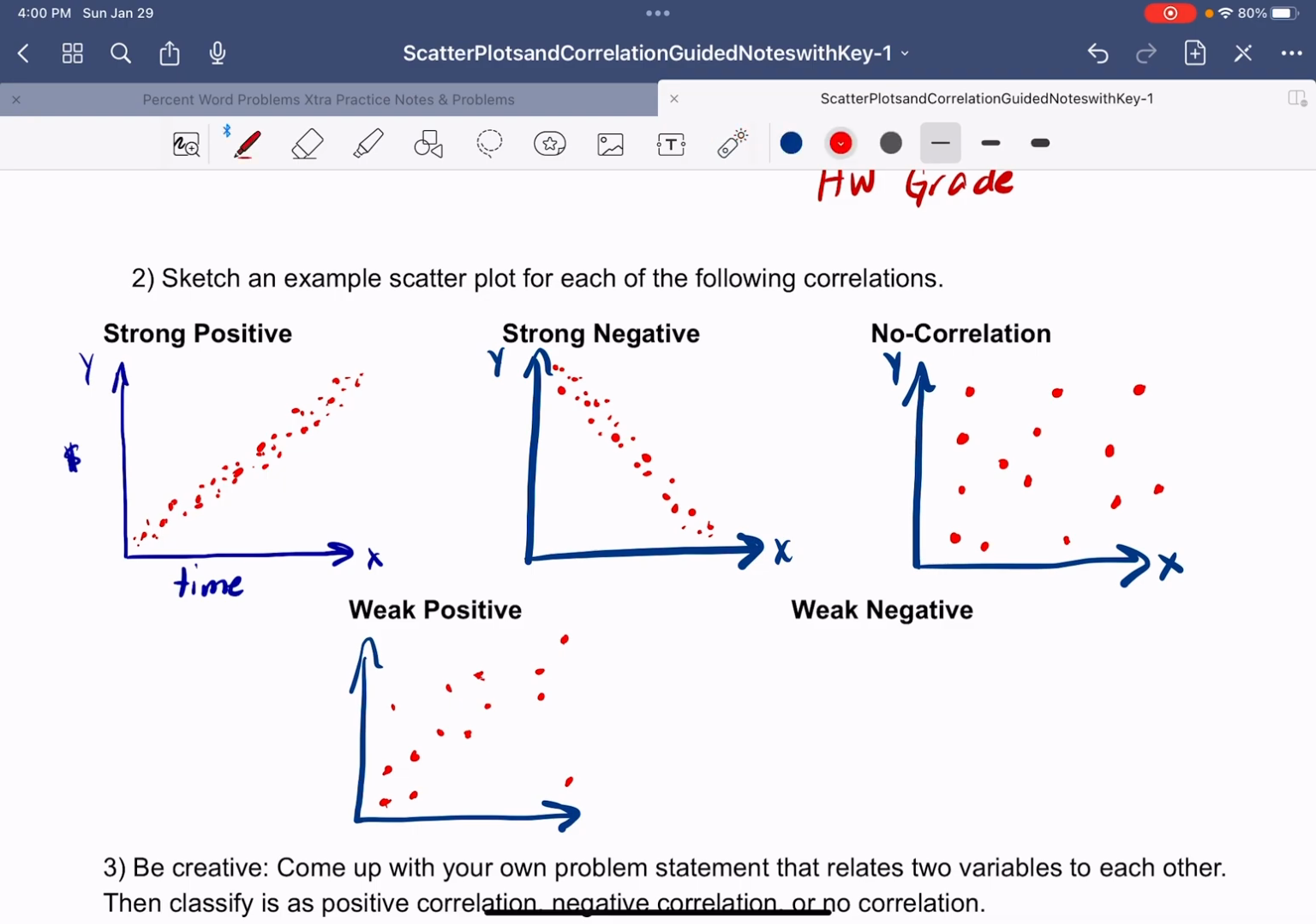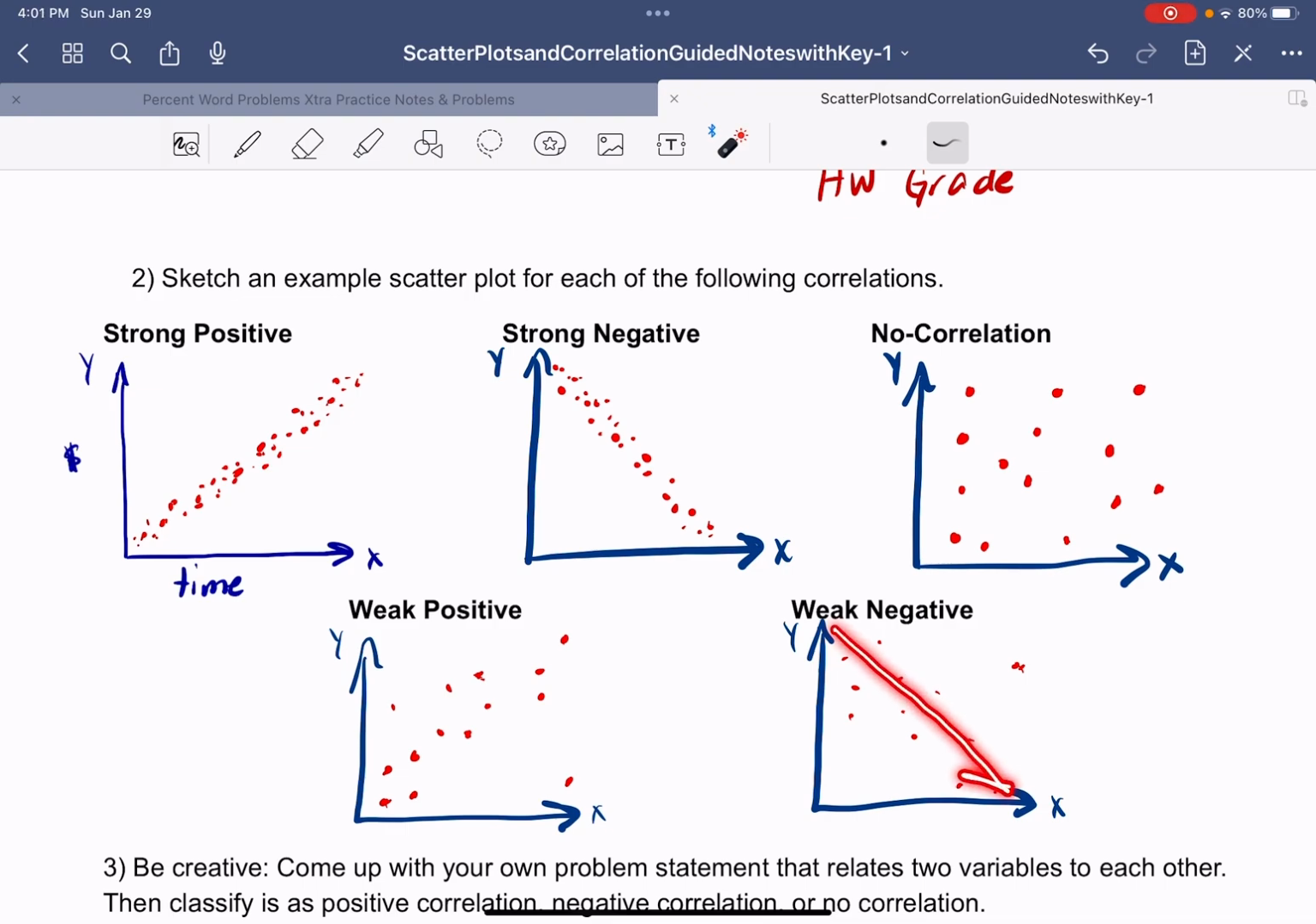And then same for a weak negative. So if you're going to draw a weak negative, you're also going to see the same thing as your strong negative, but again, we're not necessarily on this data point, and we can have some that are out away from this line, and we're just going to make a guess. They generally go in the negative direction like this, okay?